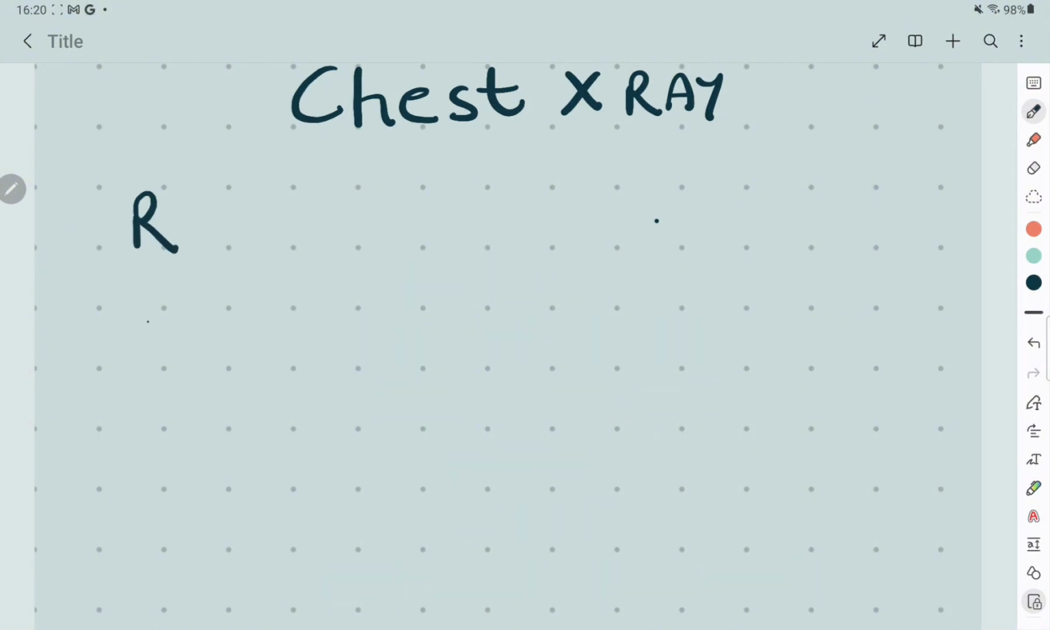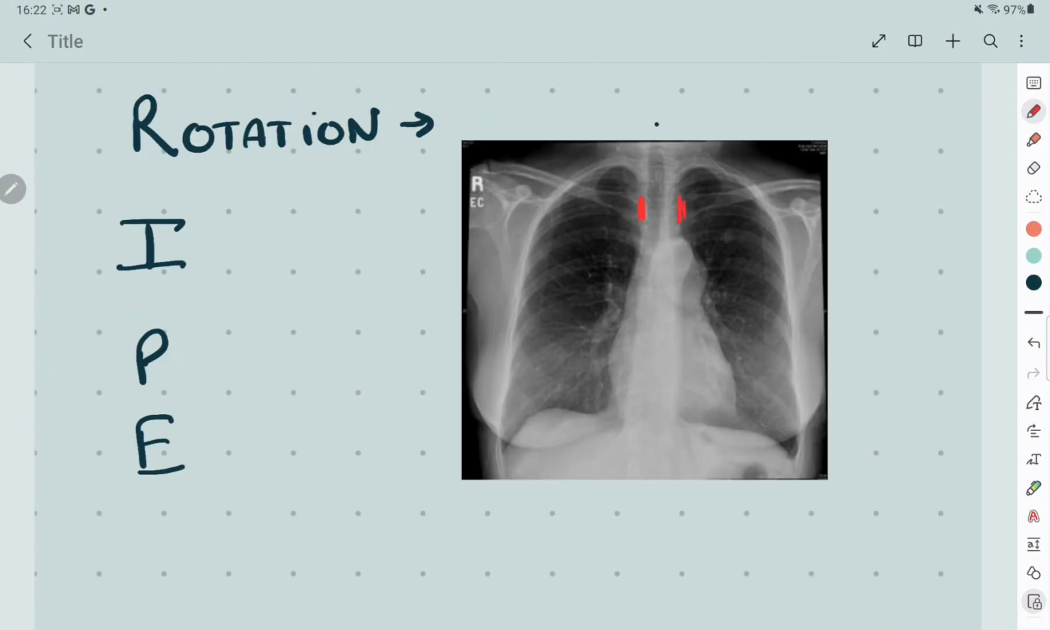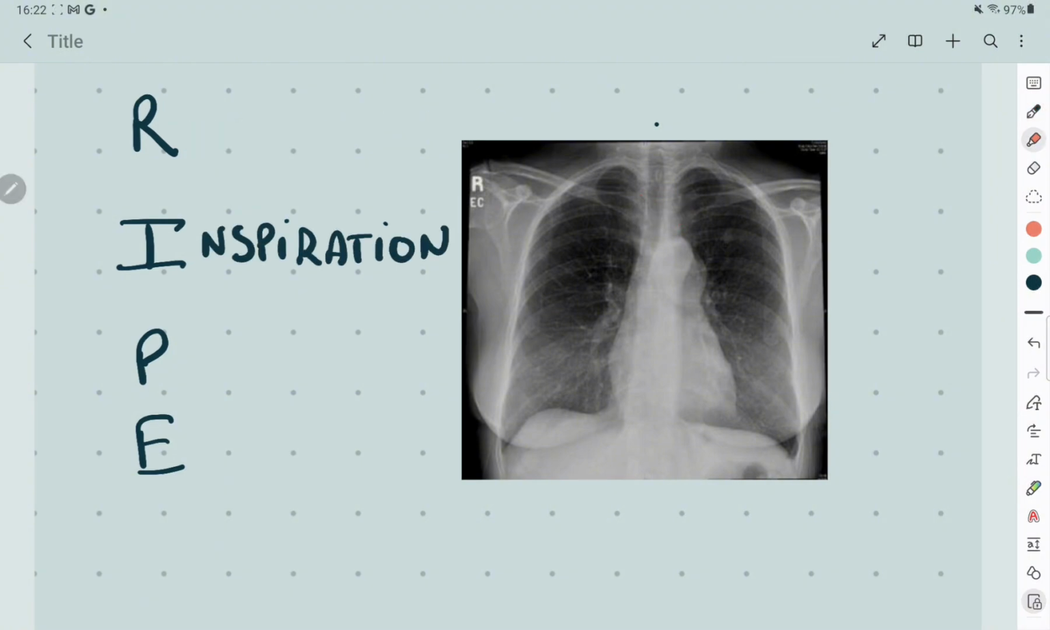To make sure the film is actually readable, remember the mnemonic RIPE. R for rotation. Look at the medial heads of the clavicles. They should be completely equidistant from the spinous processes in the middle. If they aren't, the patient is rotated, which can falsely distort the heart and trachea. I is for inspiration. A good film means the patient took a deep breath. You want to see 5 to 6 anterior ribs, the lung apices, and both costophrenic angles.